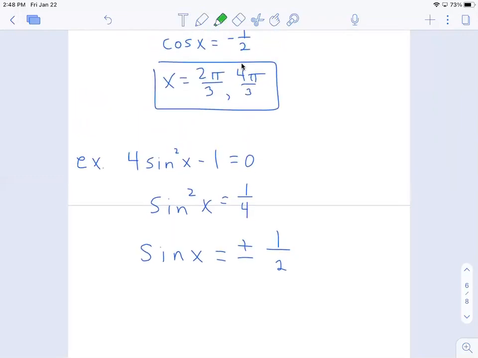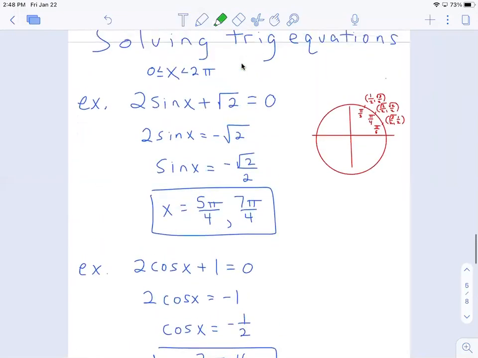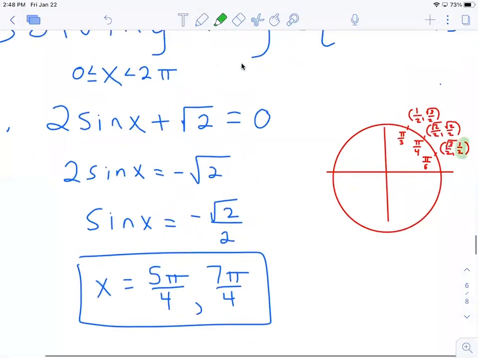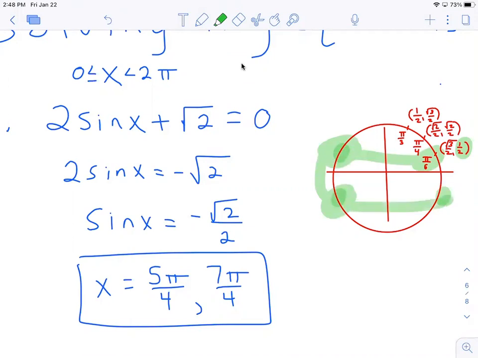Well, the sine is the y value. The y value is 1/2 here. It's also going to be 1/2 in the second quadrant because it's the y value. It will be negative 1/2 in the third quadrant and negative 1/2 in the fourth quadrant. So I actually have 4 answers. With a reference angle of pi over 6, I have pi over 6, 5 pi over 6, 7 pi over 6, and 11 pi over 6.